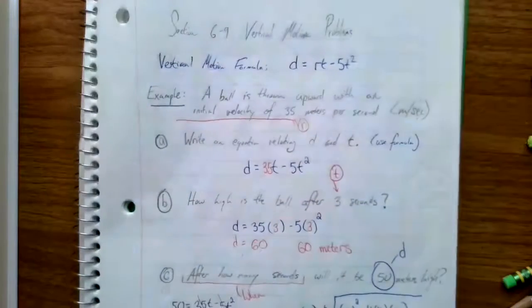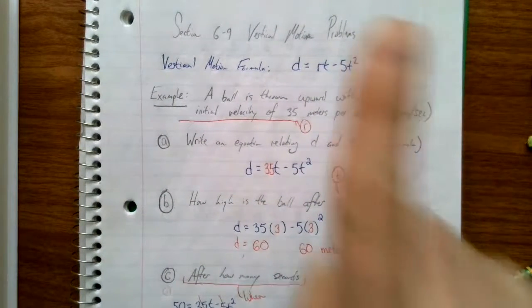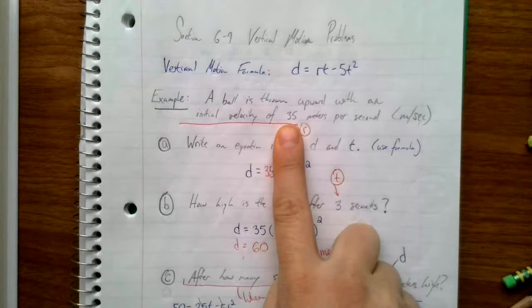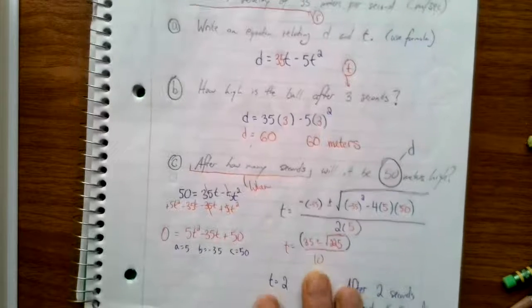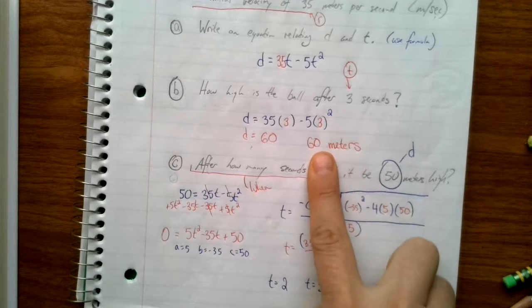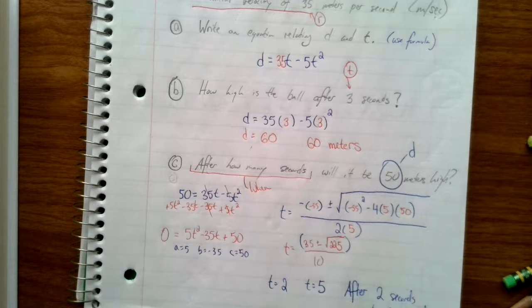Anyway, to remind you of the problem on which we were working in the previous video, we have a situation where a ball is thrown with an initial upward velocity of 35 meters. We answered a couple of questions. One, we answered how high the ball will be after 3 seconds, and we were able to determine that it will be 60 meters high after 3 seconds.